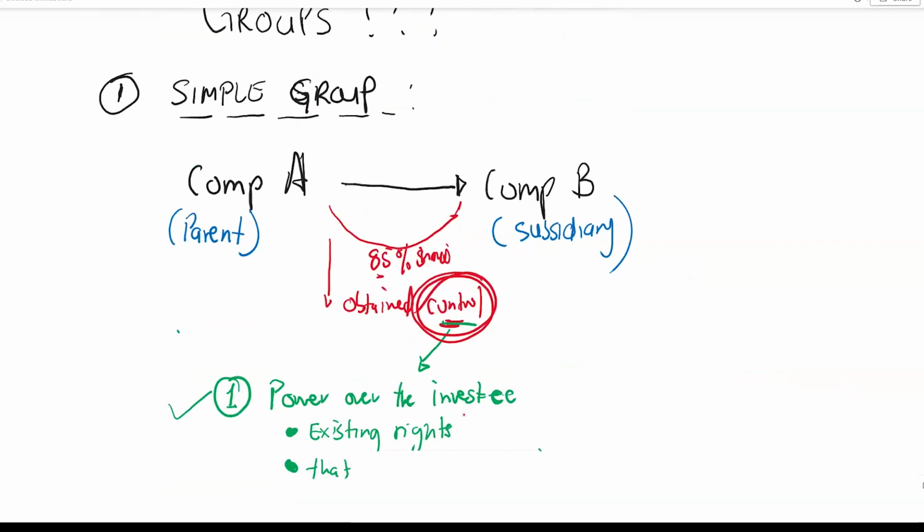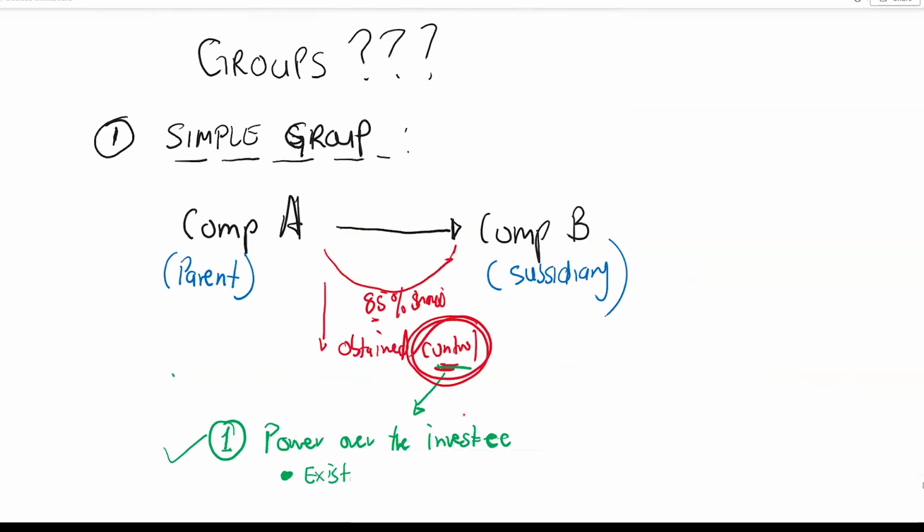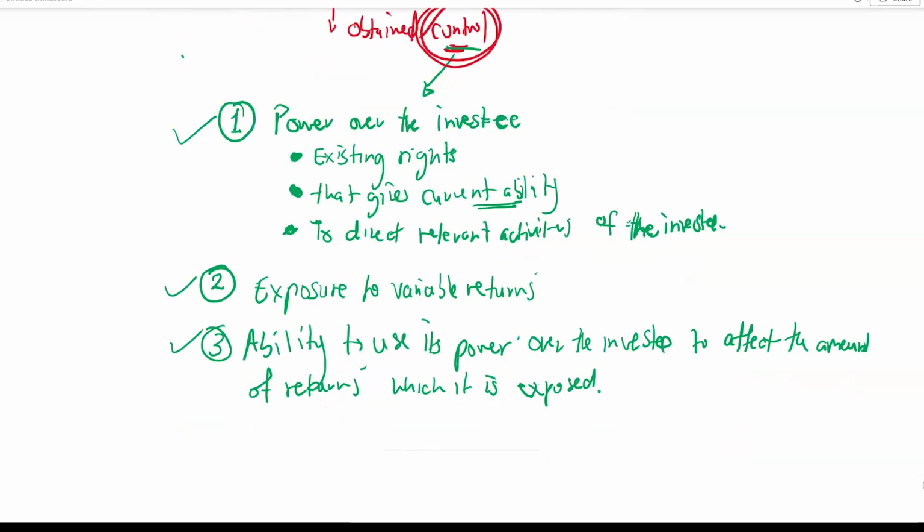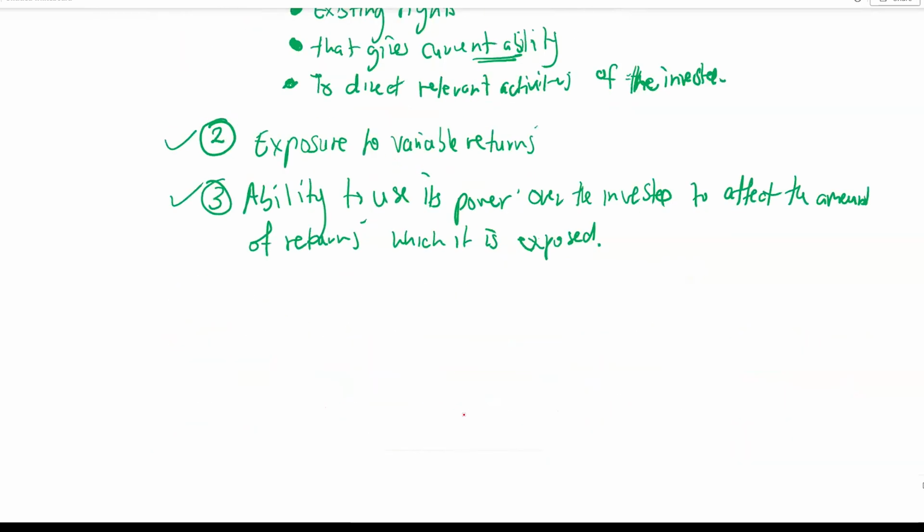So this is a simple group. In this simple group, we have one parent and one subsidiary. Okay, one parent, one subsidiary, simple group. All right, so then we are coming out of a simple group. The other major group that we have is the complex group.